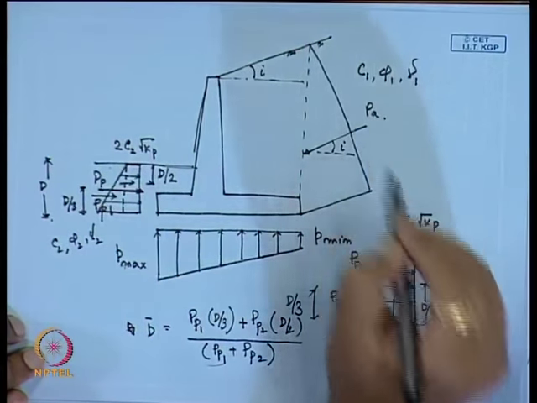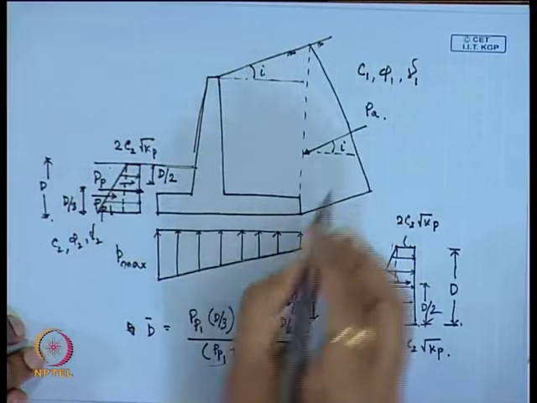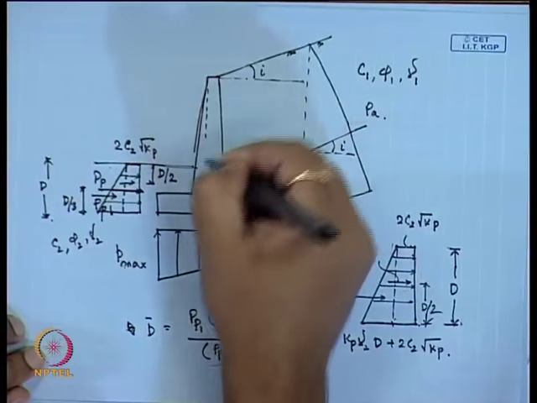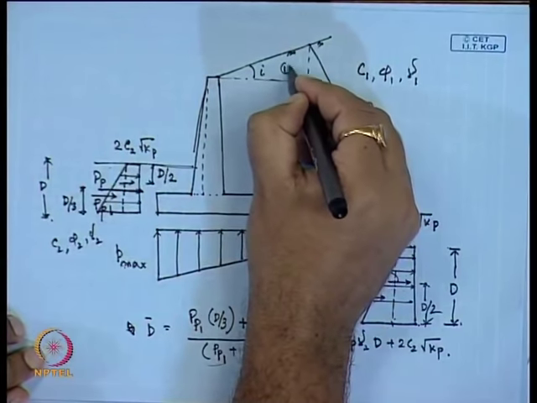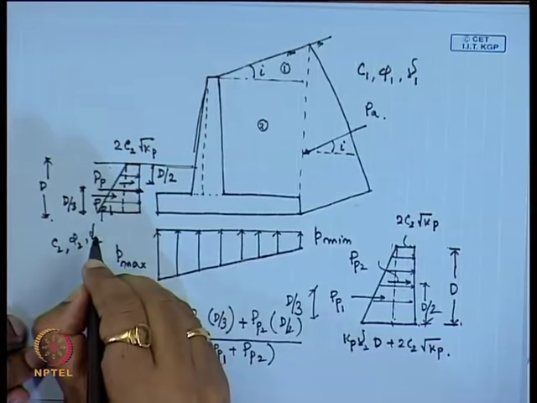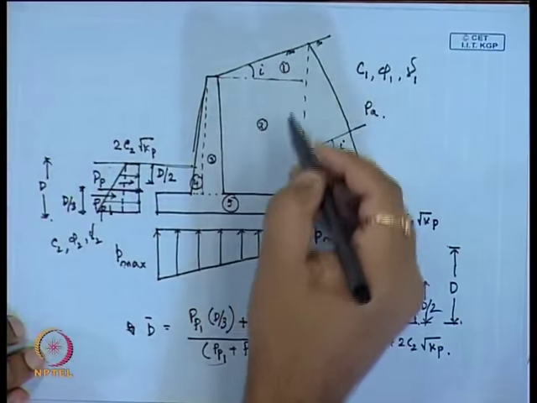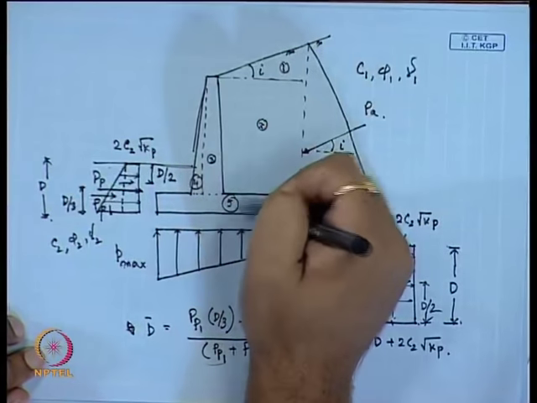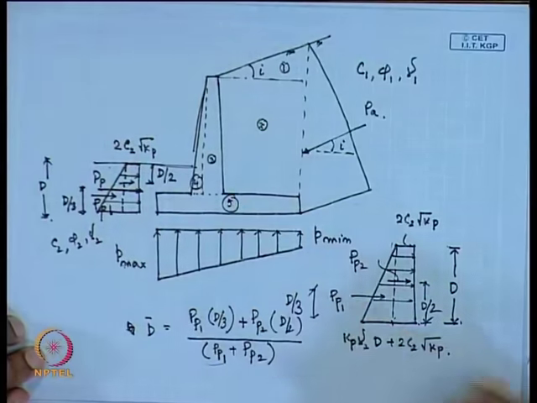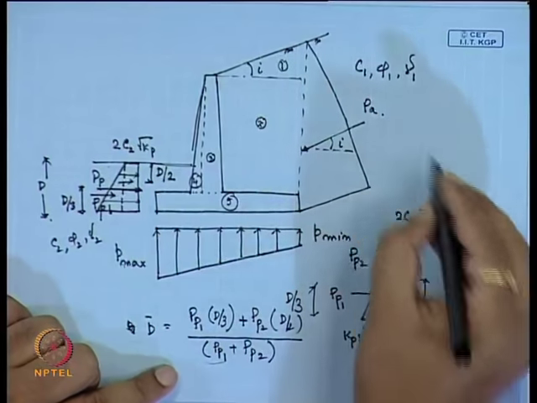Then P_a is also calculated, for the active force that is acting. Now, for the weight calculation, we can divide this retaining wall into different sections. First, this is section 1, this is section 2, this is section 3, this is section 4, this is section 5. All these sections we can divide, and separately determine the weight of every section. And then finally, we can determine the factor of safety against sliding, overturning, bearing capacity and all those things.